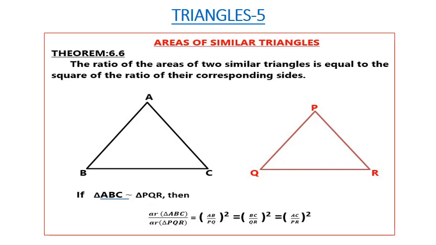If triangle ABC is similar to triangle PQR, then area of triangle ABC divided by area of triangle PQR is equal to (AB/PQ)², or (BC/QR)², or (AC/PR)². That is, the ratio of the areas of two similar triangles is equal to the square of the ratio of the corresponding sides.